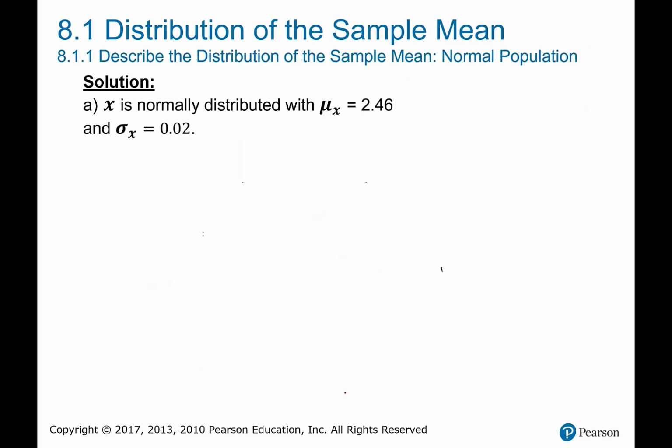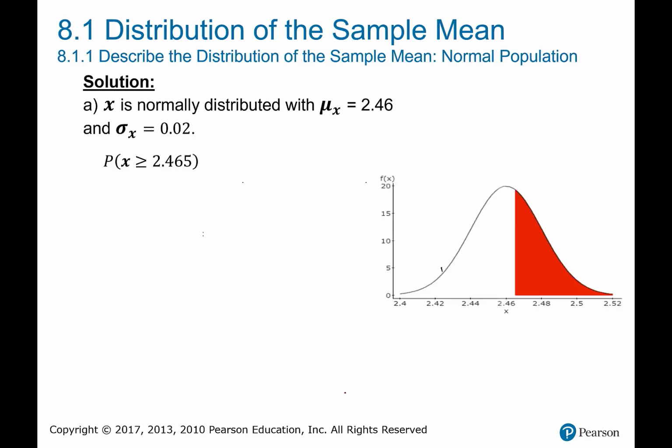Let's do it. X, individual values, are normally distributed with mean 2.46 and standard deviation 0.02. And that is the question. What is the probability that we select one penny such that this penny weighs more than 2.465? Then let's find the proportion of all pennies that weigh more than this. How can we do that? That is the proportion of all pennies in my distribution that weigh more than 2.465.